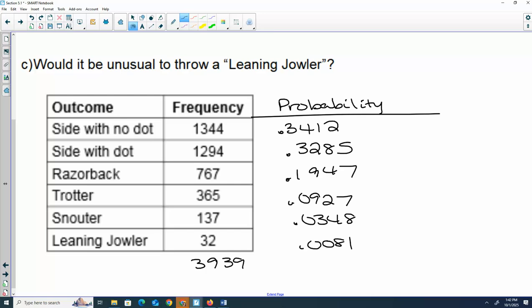Now what should these add up to? 1. Is it possible that it won't? Yes, because I just rounded all these numbers, but I should get something very, very close to 1. So that would be an excellent way to quickly check. Is every number between 0 and 1? Do they add up to 1? Mine added up to 1 perfectly, so lucky us, we rounded and that worked.